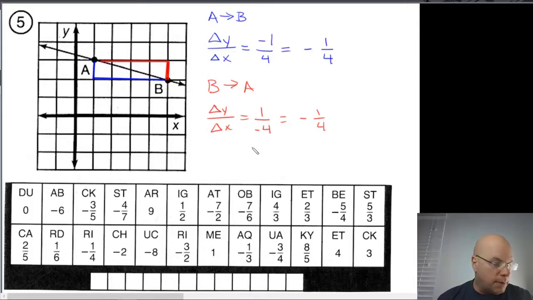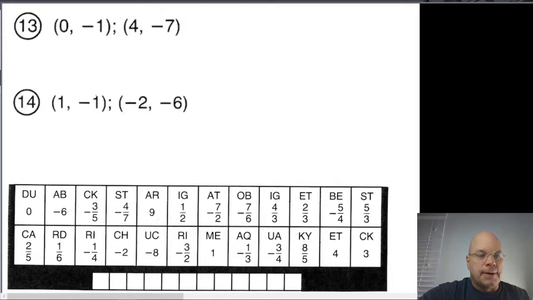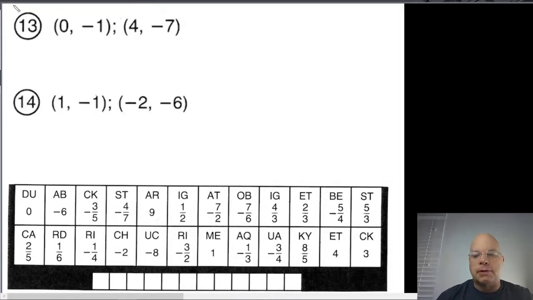So -1/4, and the way this particular riddle works, I'm going to fix this pen real quick, is you find your answer at the bottom and you cross it out. Don't cross it out so much that you still can't see it in case you make a mistake and have to go back. The majority of the problems after you get past problem number 6 are problems where the line is not graphed, and you don't need to graph the line.